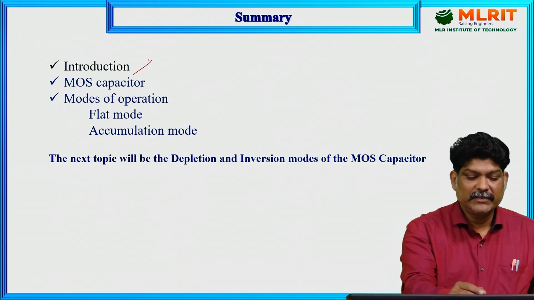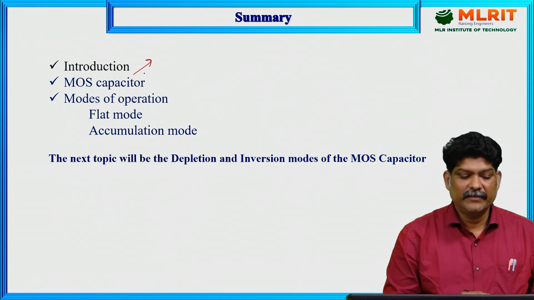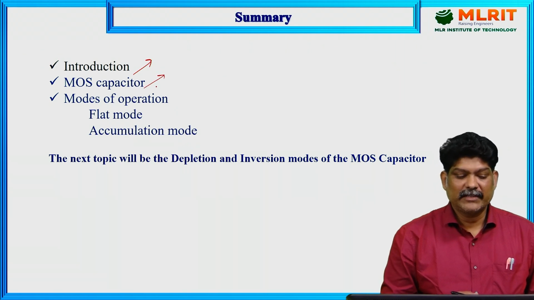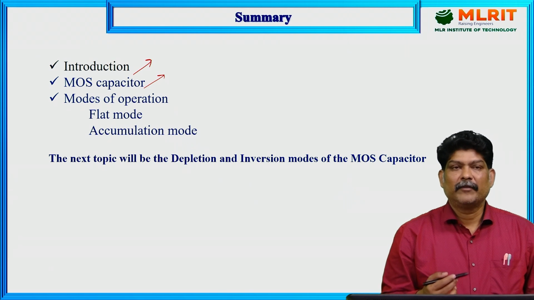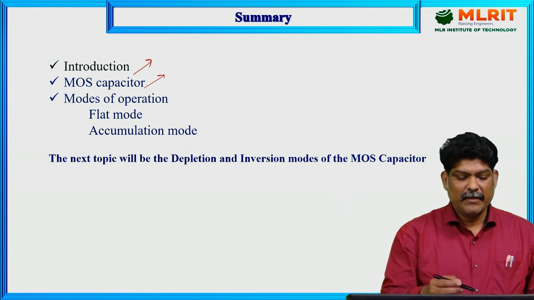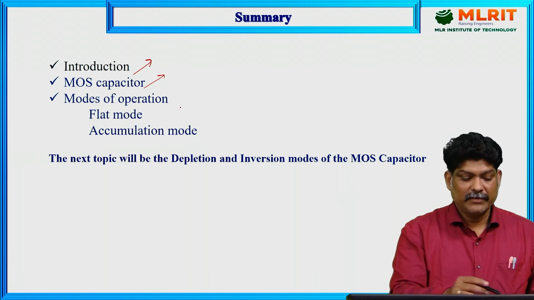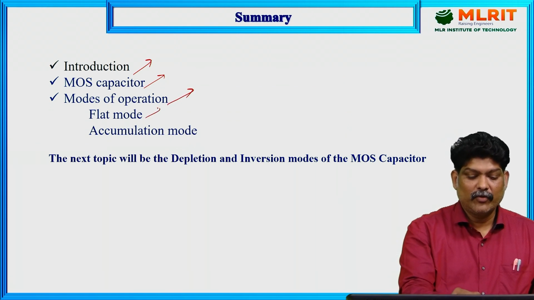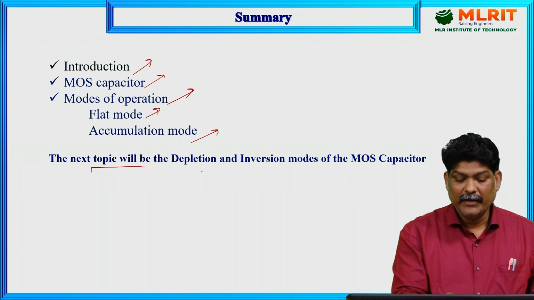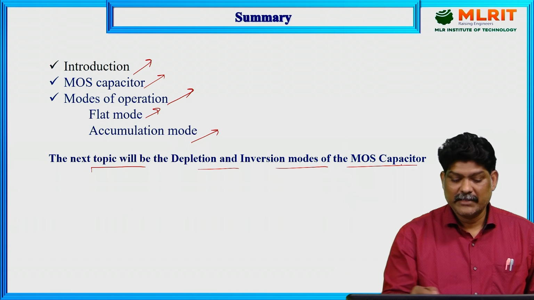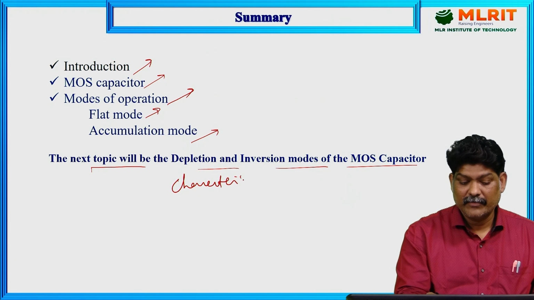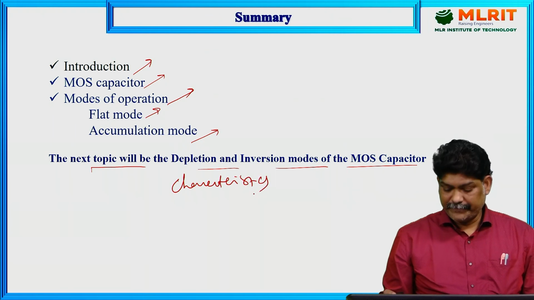So that's all for today's presentation. We started with the introduction. We discussed the basic structure of the MOS capacitor, its behavior, and in which applications it will be used, and then the modes of operation, flat band and accumulation mode operations. Probably the next topic will be the depletion and inversion modes of the MOS capacitor, as well as the characteristics of the MOS capacitor. Thank you.